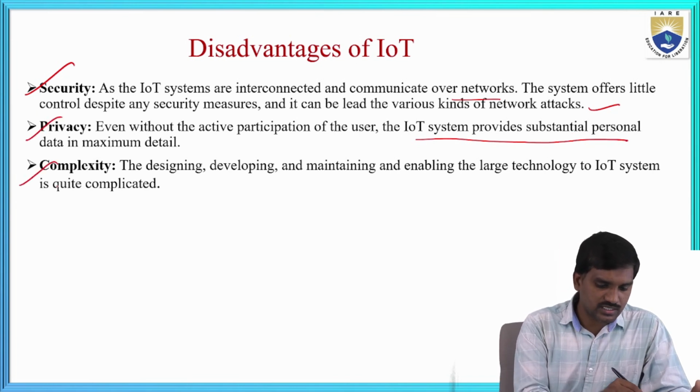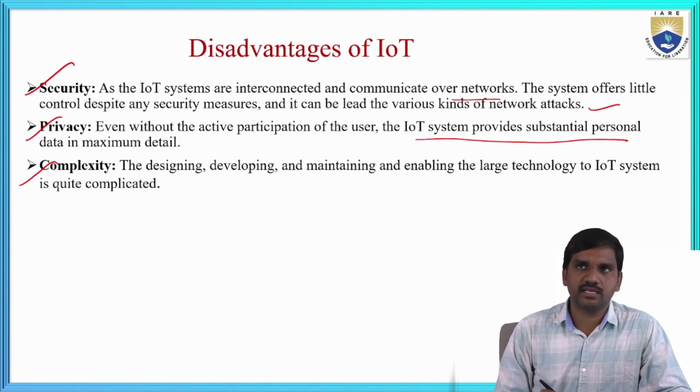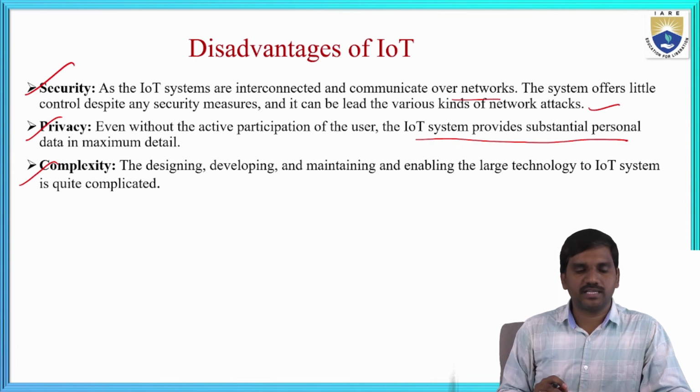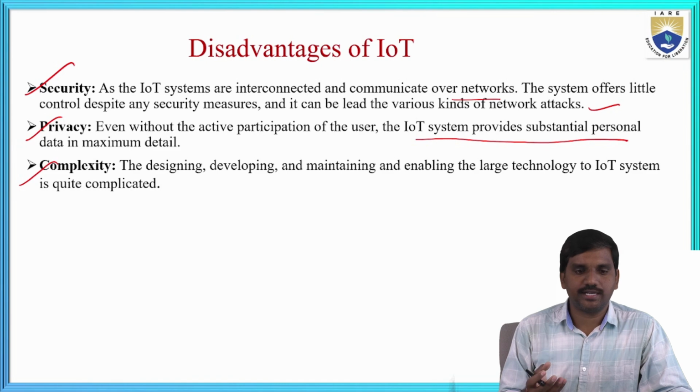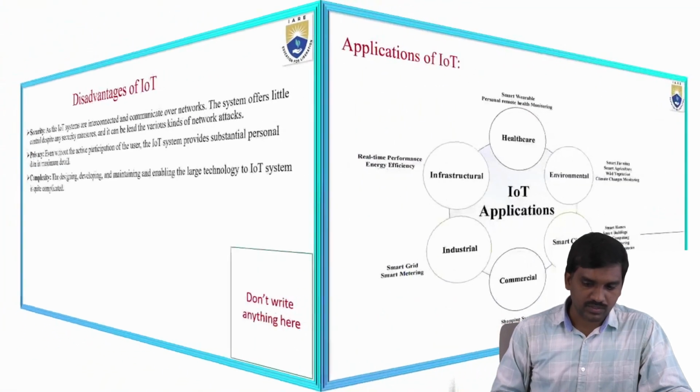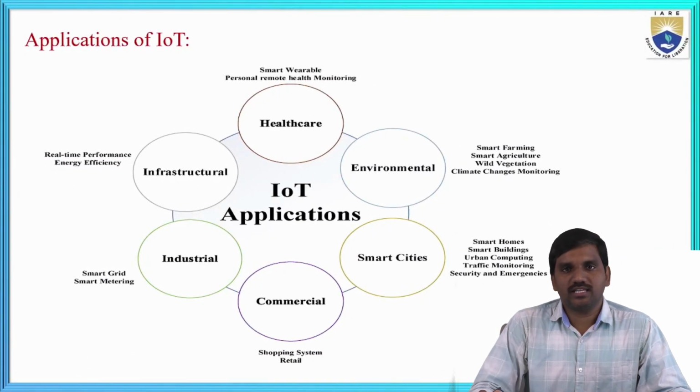The last one, complexity. Designing, developing, and maintaining the large technology that enables the IoT system is quite complicated, a little bit complicated. So these are the disadvantages of IoT: security, privacy, and data complexity of the system. And applications of IoT: in every domain, we are using IoT devices.